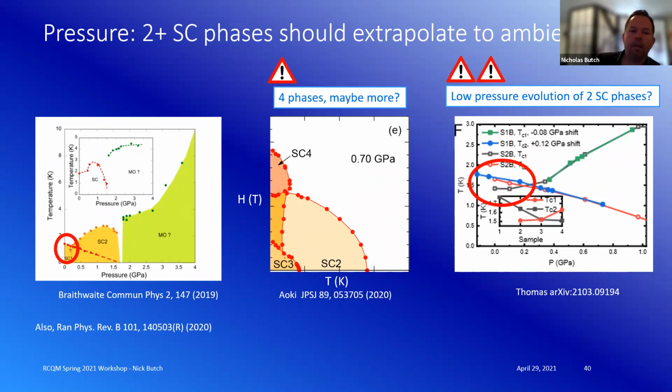So I want to throw another fact at you, and that's that under pressure, nobody disagrees that there's more than one superconducting phase. It was a double negative, I guess, right? So there is broad agreement that there's more than one superconducting phase. From the initial studies, it looked like 2. If you look more carefully, there might even be 4, okay? And the question is, of course, if there's 2 under pressure, why doesn't that extrapolate to 2 at ambient?